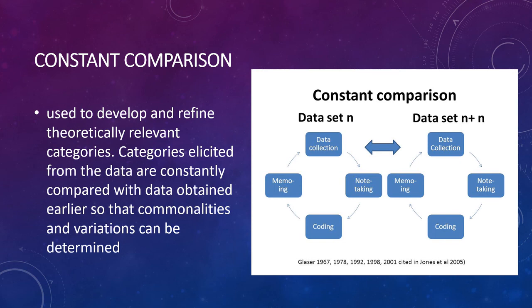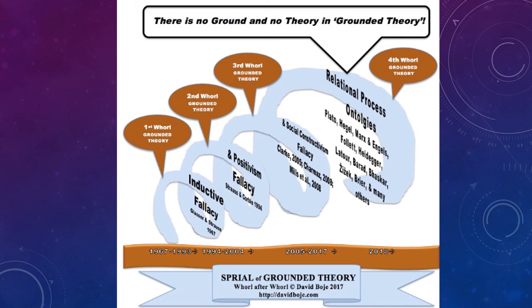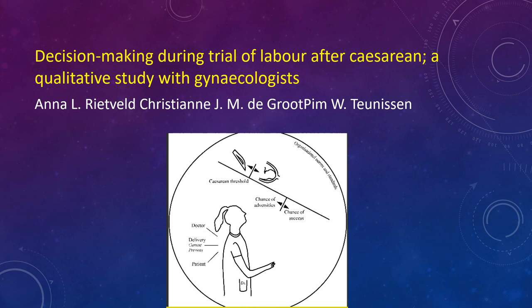So you can see here, there is no ground and no theory in grounded theory, but you can see that it is an inductive process, there's positivism, it goes back, there's constant comparison until you're able to look at the constructs that could be used for constructing a theory. So decision-making during trial of labor after cesarean, a qualitative study with gynecologists, is just an example of a grounded theory.